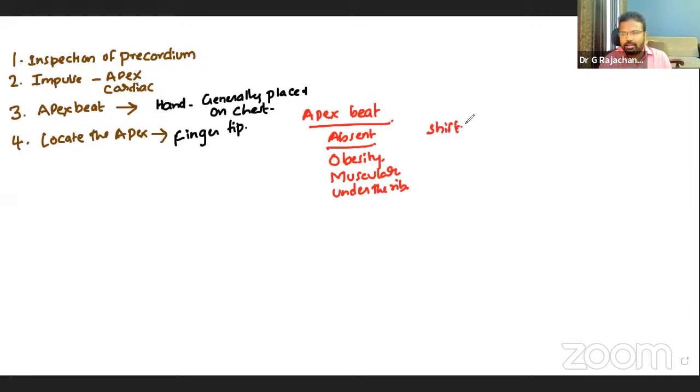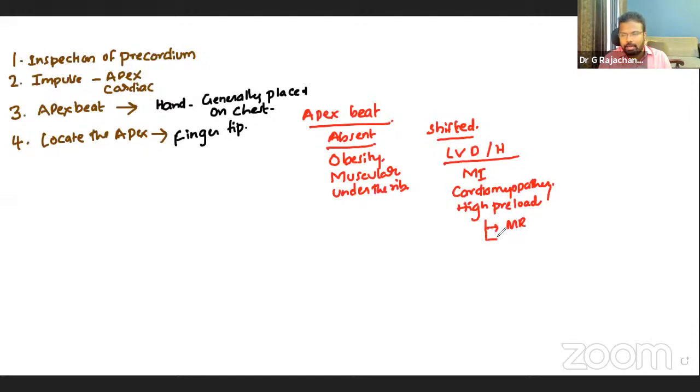Sometimes the apex is shifted. For example, whenever there is a left ventricular dilatation or hypertrophy, in these conditions your apex may be shifted. Left ventricular dilatation can follow myocardial infarction, or it is part of cardiomyopathy. Or sometimes in case of high preload disorders, any disorder with high preload, like in case of MR and AR. Let me explain this: mitral regurgitation and aortic regurgitation. So in these conditions, the apex may be shifted.